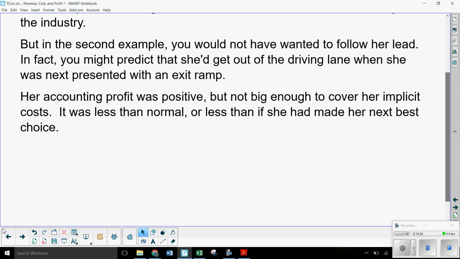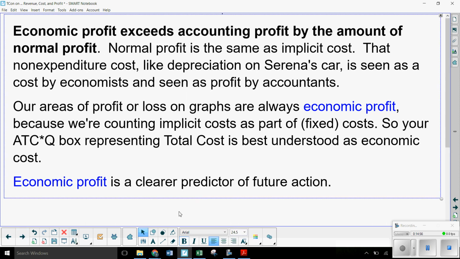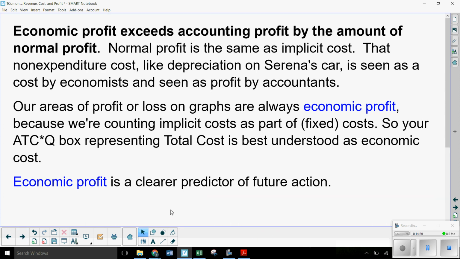normal profit. The idea here is that economic profit is bigger than accounting profit by the amount of normal profit. Normal profit is our implicit cost amount. That non-expenditure cost, depreciation on her car, and the value of her salary that she was giving up, and the wear and tear on her tires, all of those things, the economists will say those are real costs, and the accountants are not calculating them properly, and so therefore they're going to end up with a bigger value for profit than what we really think there is.